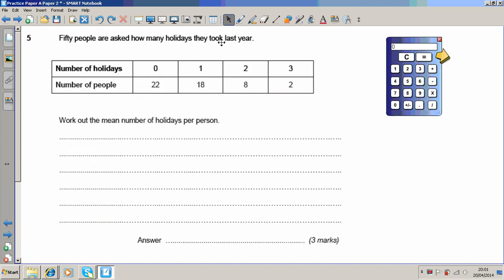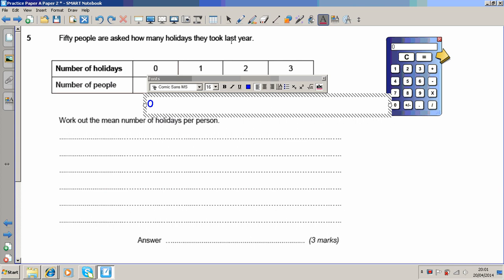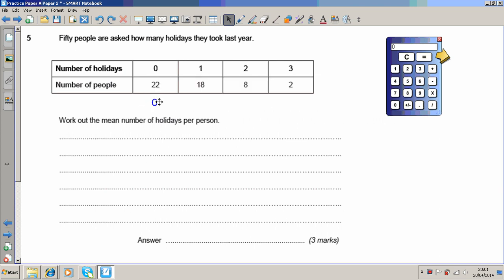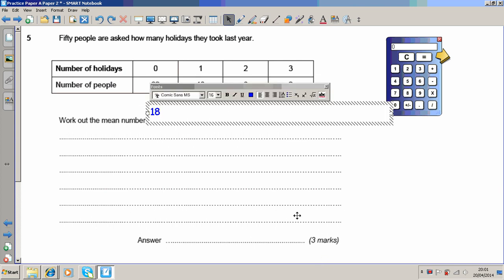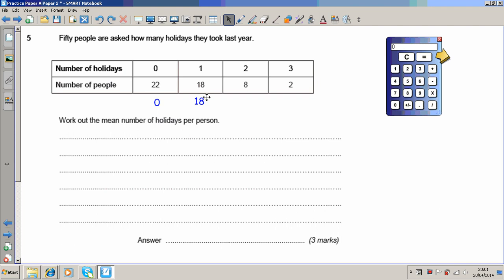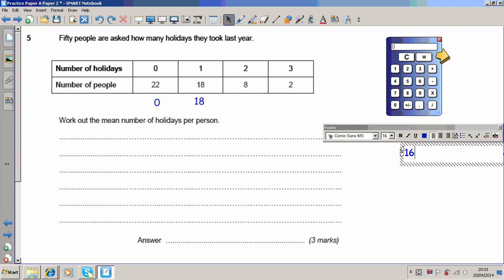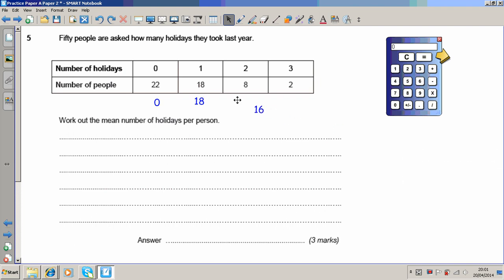50 people are asked how many holidays they took last year. Work out the mean number of holidays per person. So, 22 people didn't go on holiday, so there's no holidays there. 18 people went on one holiday. 8 people went on 2 holidays, so 16 holidays in total. And 2 people went on 3 holidays, 6 holidays in total.